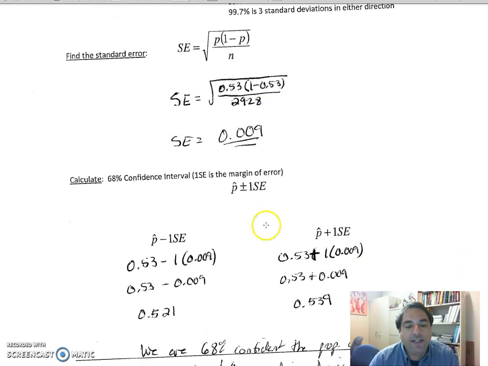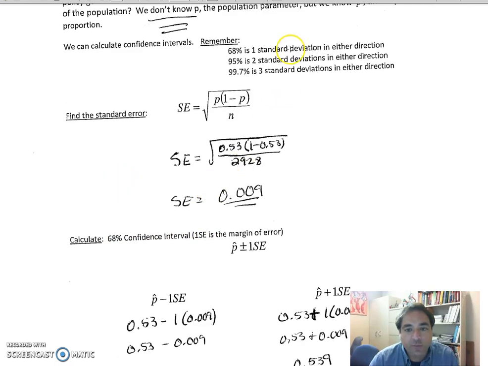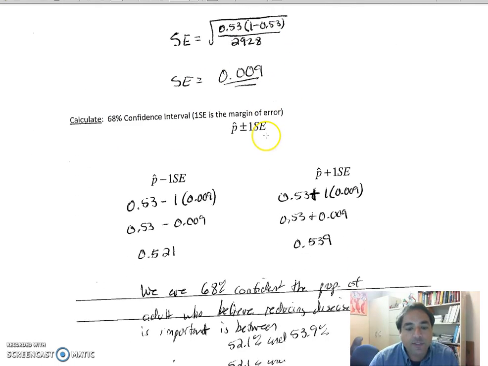Now, if I wanted to find a 68% confidence interval, the formula is P hat plus or minus 1 times the SE. Now, why is it 1? 68% is 1 standard deviation. So in this case, we do 0.53 plus or minus 1 times 0.009, the SE. The minus gives us 0.521, and the plus gives us 0.539.